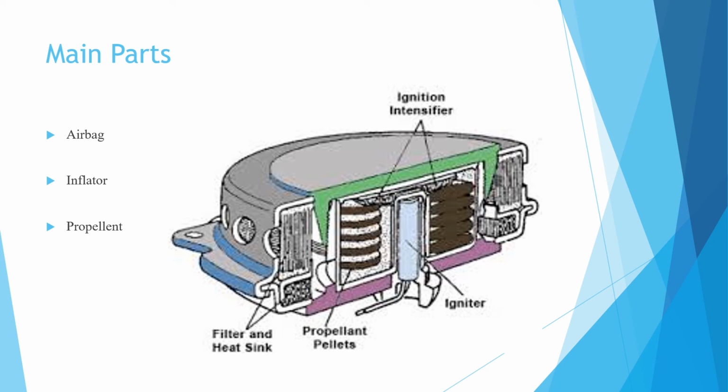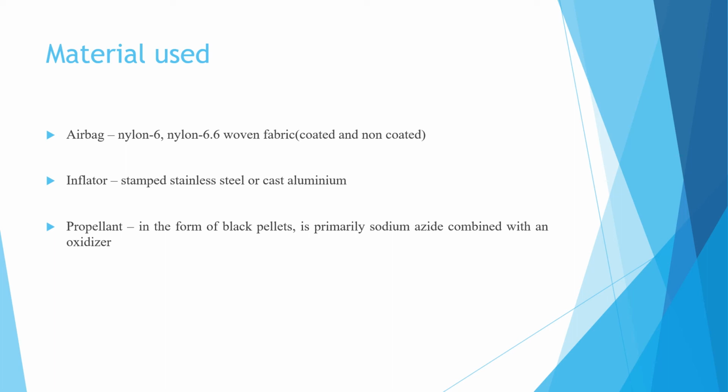Now comes to the materials that are used in the airbag. In case of airbag, nylon 6.6 woven fabric is used as raw material.